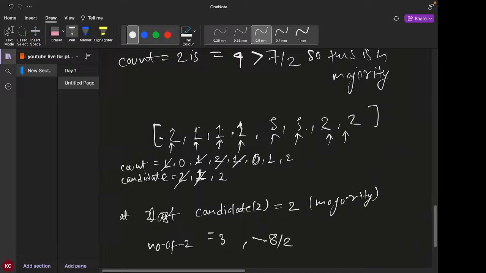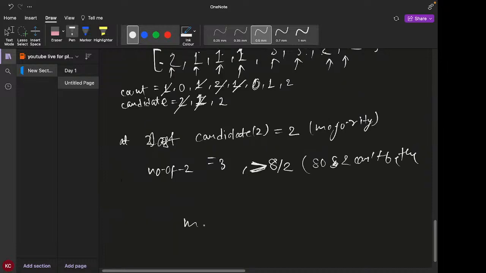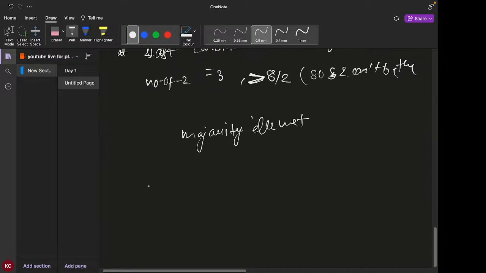Is it greater than n by 2? No. So why? So 2 can't be the majority element. So here there is no majority element, so we have to keep it in mind and we have to verify the element. So what will be our code?